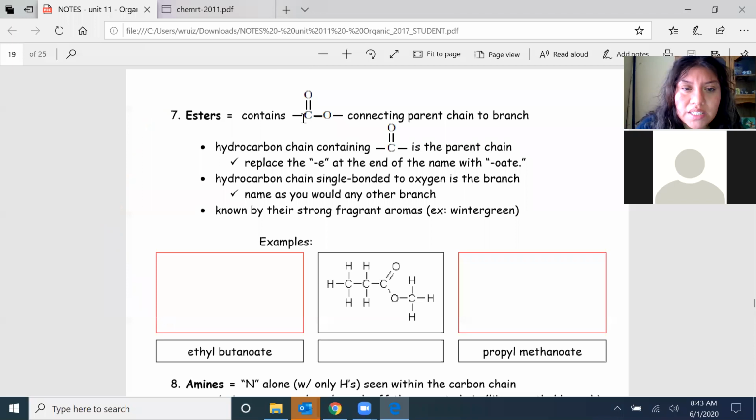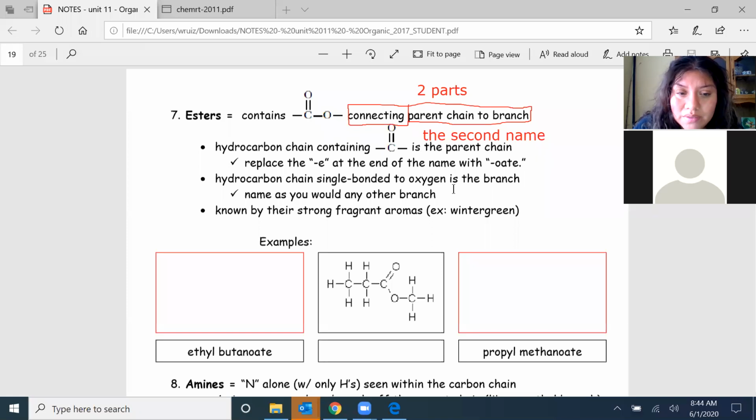So esters contain the C double bonded to an O and then an O connecting the parent chain to a branch. This is where it gets a little bit tricky. I think esters are a little bit tricky. They connect parent chains to a branch, so you have two parts, especially in the name. The hydrocarbon containing the C double bond to O is the parent chain, and this right here is the second name. The hydrocarbon chain single bonded to oxygen is the branch, and it becomes the beginning of the name, the first name.